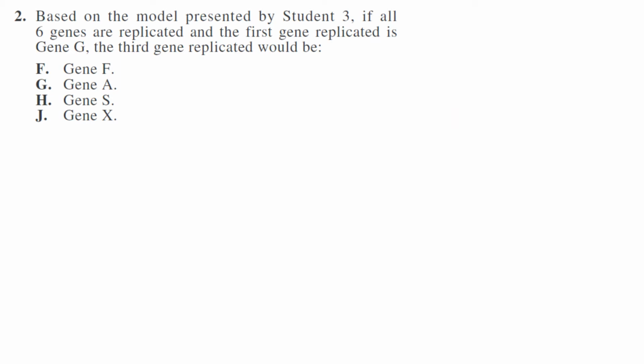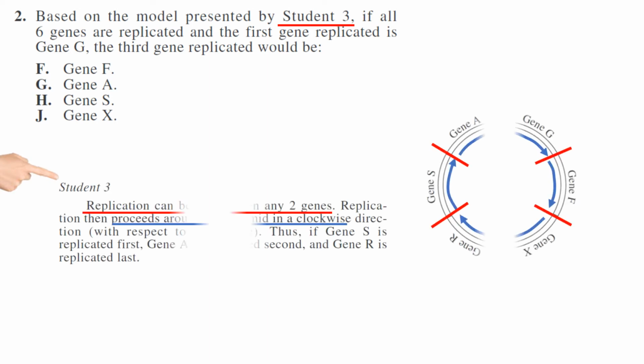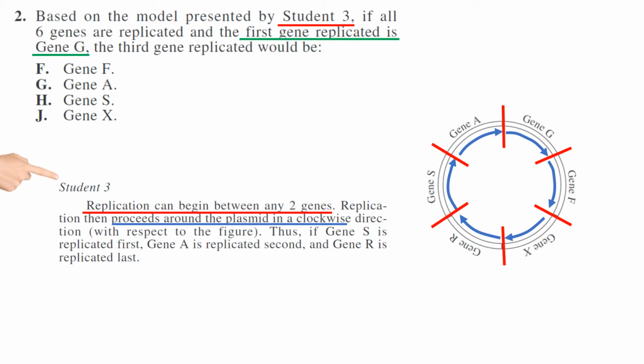Number 2, based on the model presented by student 3, put your finger on student 3. All 6 genes were replicated, and the first gene is gene G. The third would be which one? So they go clockwise, and first is gene G, so that's going to be here. The second is F, the third would be X. All right, just 1, 2, 3.